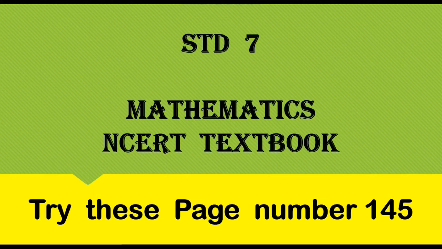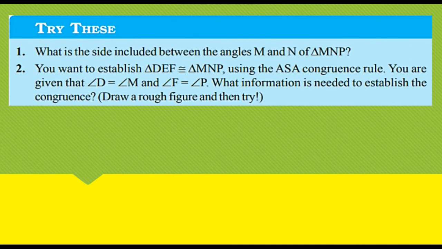Standard 7 Mathematics NCERT textbook Chapter 7 Congruence of Triangles. Try these questions given on page number 145. Let's start. Try these. Question number 1. What is the side included between the angles M and N of triangle MNP? Here, the side included between angle M and N will be side MN.